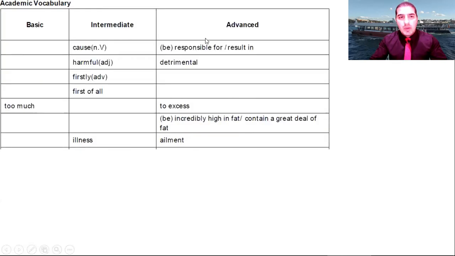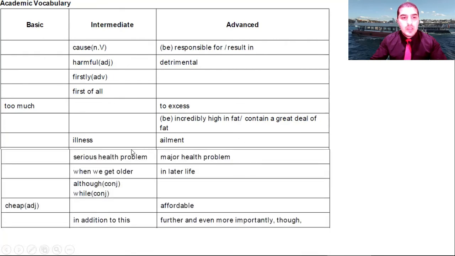Basic, intermediate, advanced. Cause: be responsible for or result in. Harmful: detrimental. First of all. Too much: to excess. Using something to excess. Be incredibly high in fat. Contain a great deal of fat. Illness: ailment. Serious health problems: major health problems.